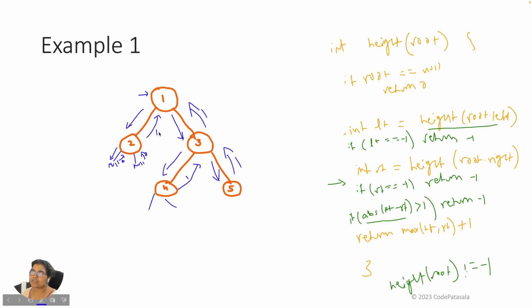So it has 1 from left tree, 1 from right tree. Sorry, it returns 2 here because 1 plus 1. It has 1 from left tree, 2 from right tree. 2 minus 1 is 1, which is less than or equal to 1, which is why this is a height balanced binary tree. Okay, let's look at another example.